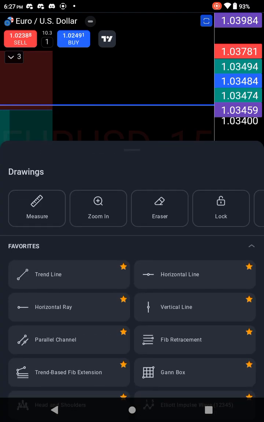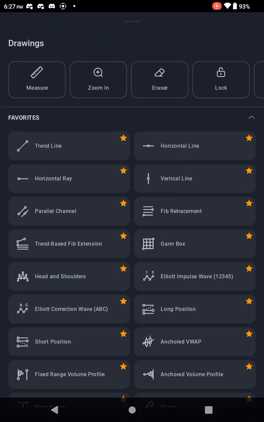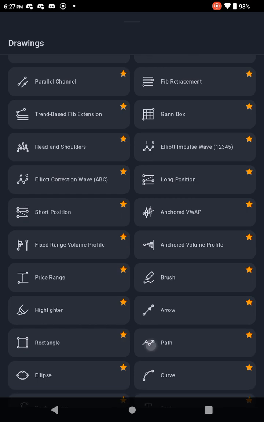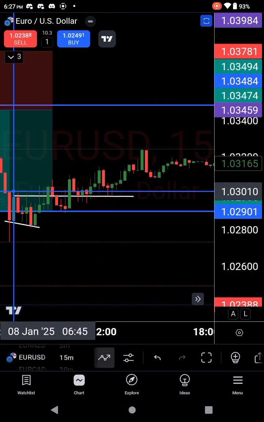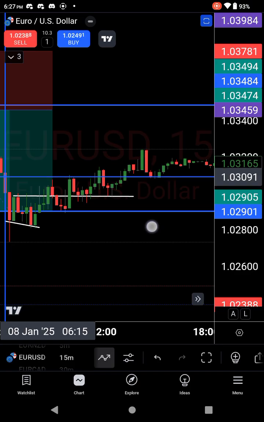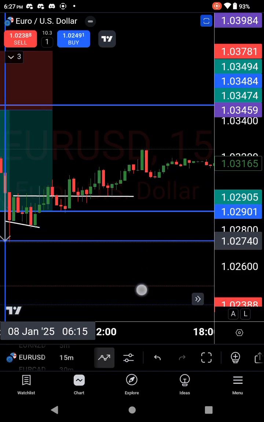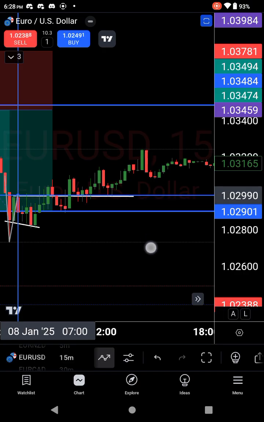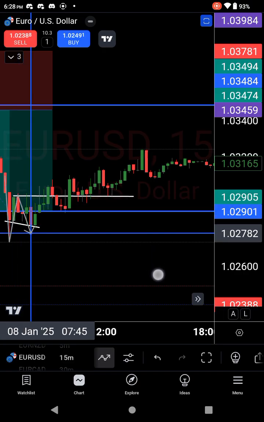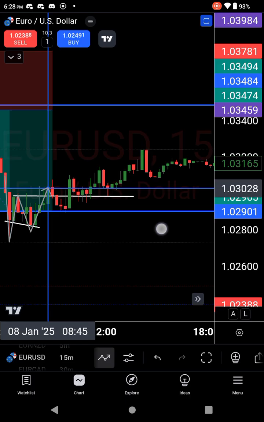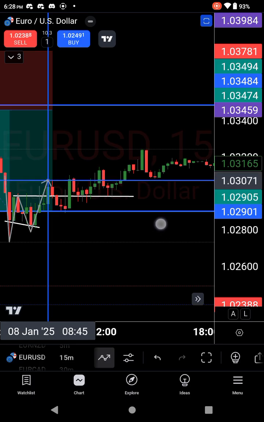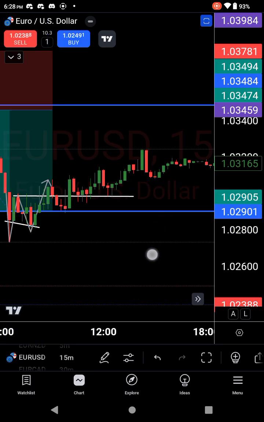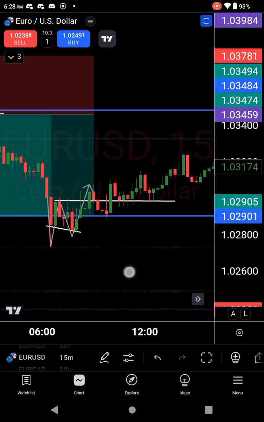double bottom. All right. If you cannot identify it, let me just mark it out so that you can see it. So price pushing down from here, right? Comes right back there, comes back right there, and then pushes higher, right? So that's the double bottom. Good.